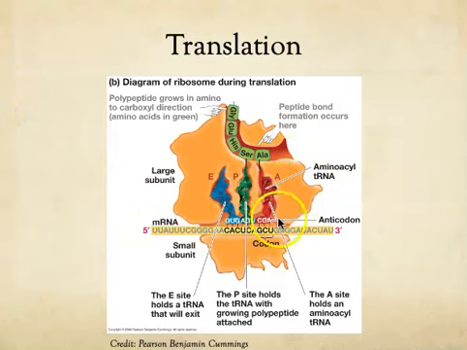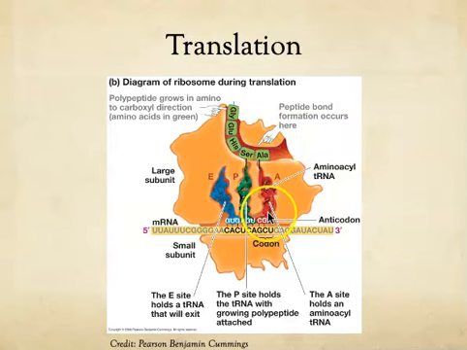Only this tRNA will have the correct anticodon that can interact with this codon, so only this tRNA will be allowed to come into the A site. This tRNA carries the amino acid that is coded for by GCU. And if we were to go to the genetic code table, we would find that GCU is the codon for alanine.